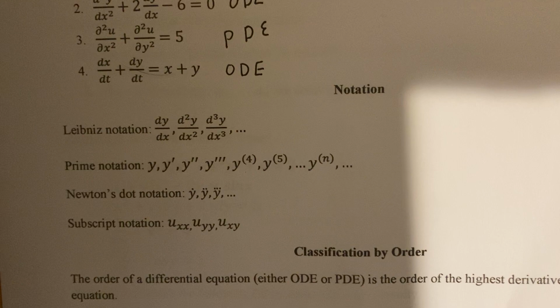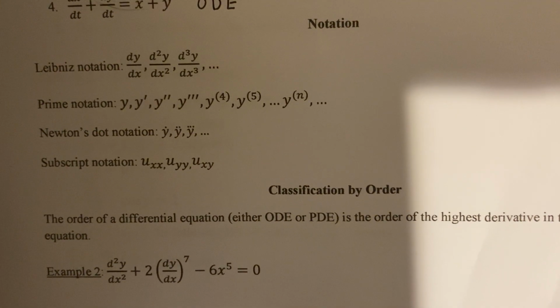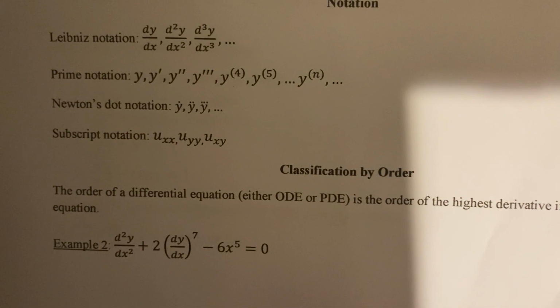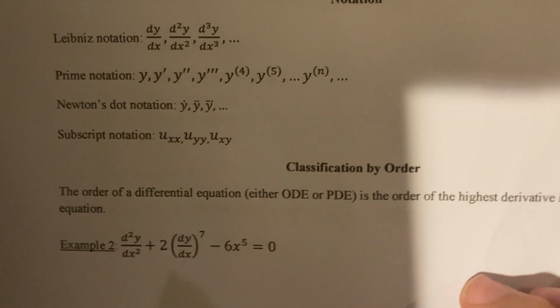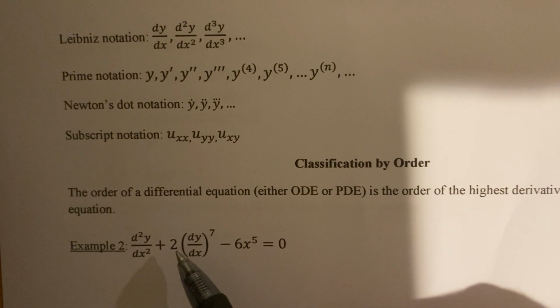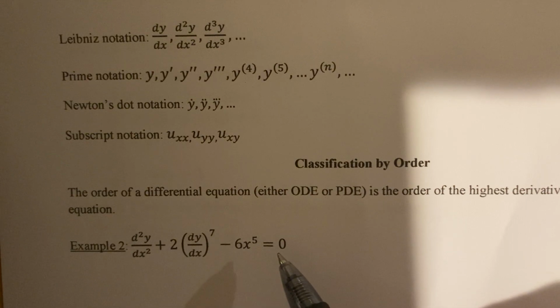So classification by order. The order of a differential equation, either ordinary differential or partial differential equation, is the order of the highest derivative in the equation. So let's look at this first one. All we're going to do is tell what is the order of this differential equation. Here we have a second derivative of y with respect to x plus 2 times the first derivative to the 7th power minus 6x to the 5th equals 0.